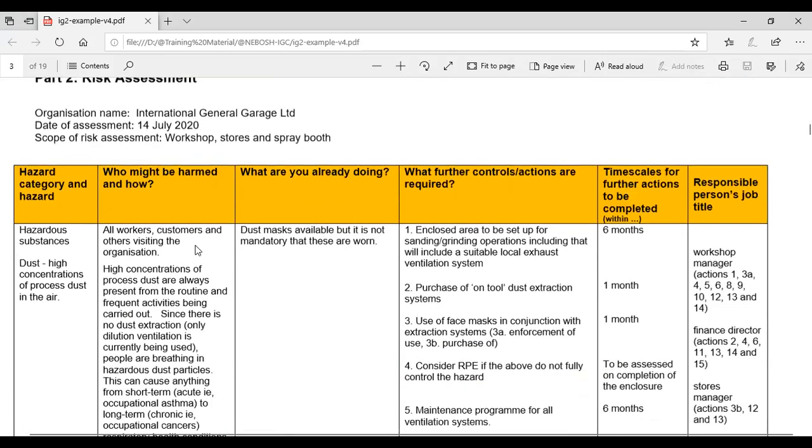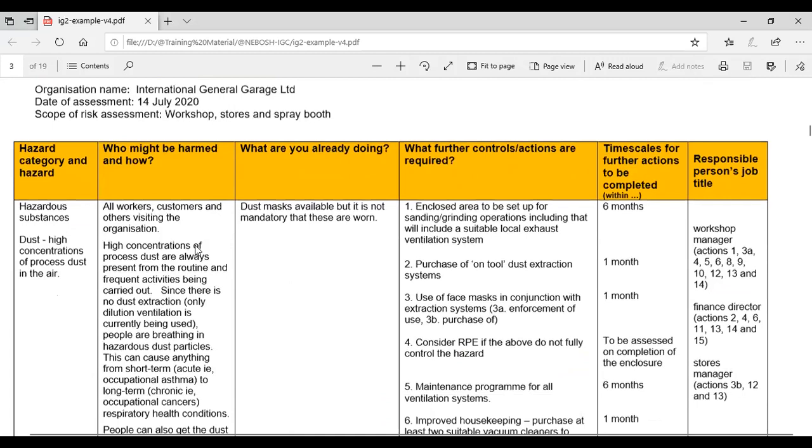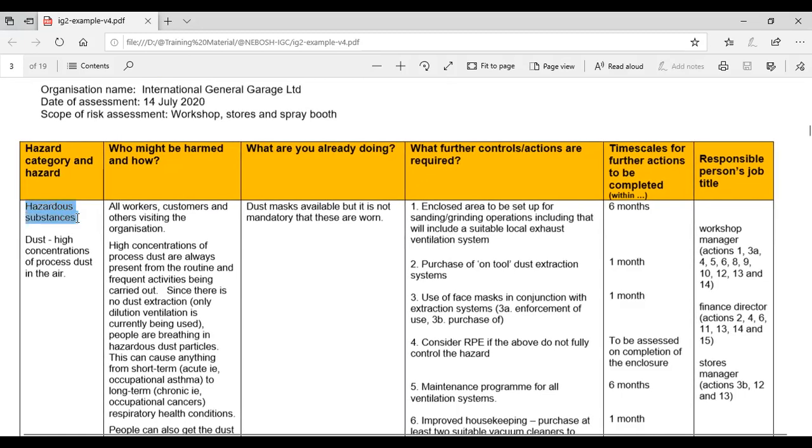Part 2 is realistically what exactly the hazard category you identified. They gave an example: hazardous substances, hazard category, and hazard. And what is the hazard? Dust, high concentration of processed dust in the air. Who might be harmed and how? All workers, customers, and other visitors.